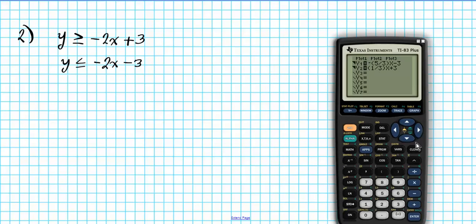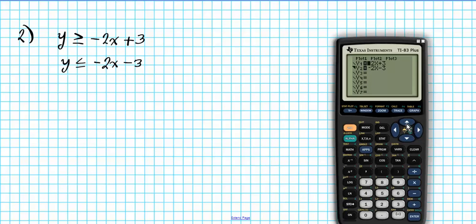So you go to your y window, square that. We have negative 2x plus 3, enter. And then the other one is negative 2x minus 3. Enter. Okay, so this one is greater and this is less.